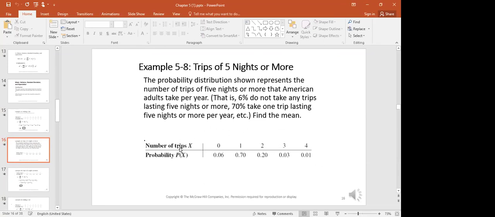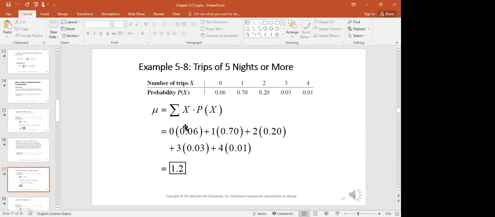Find the mean. So we have the random variable x with values 0, 1, 2, 3, 4. And associated to each of those values are the probabilities for those values. To find the mean, we multiply each random value by the probability of getting it. So we are going to have 0 times 0.06 plus 1 times 0.07 plus 2 times 0.02 plus 3 times, and we get 1.2. So that's how we find the mean of a random variable in a probability distribution.